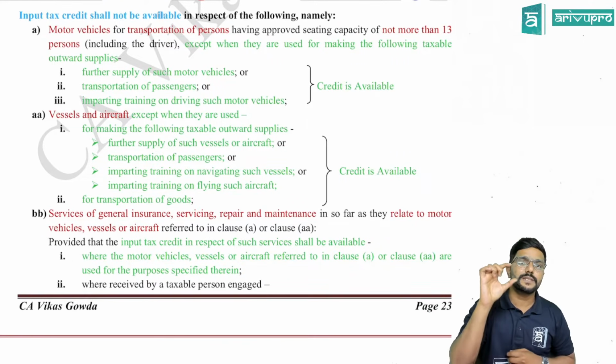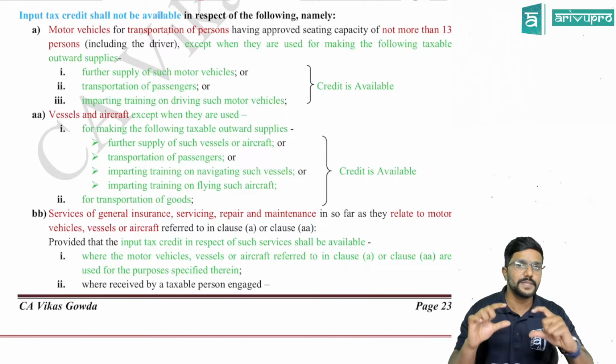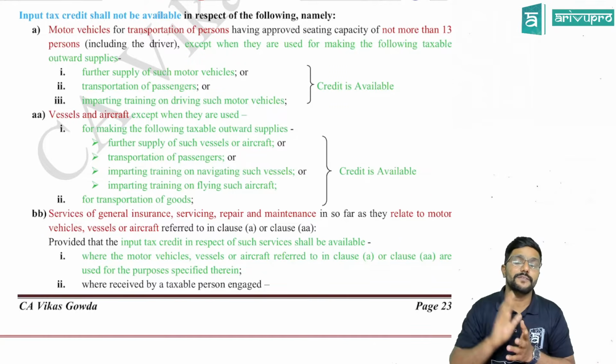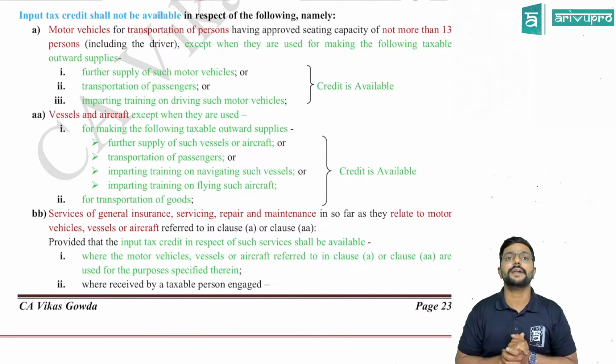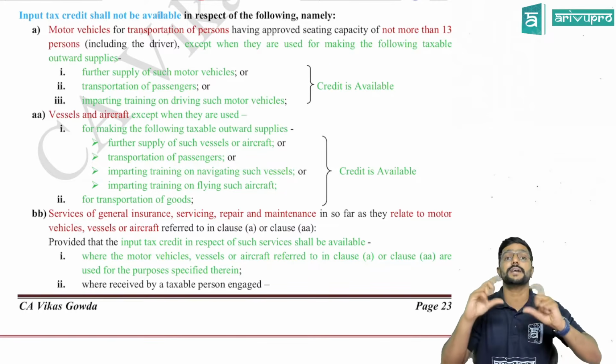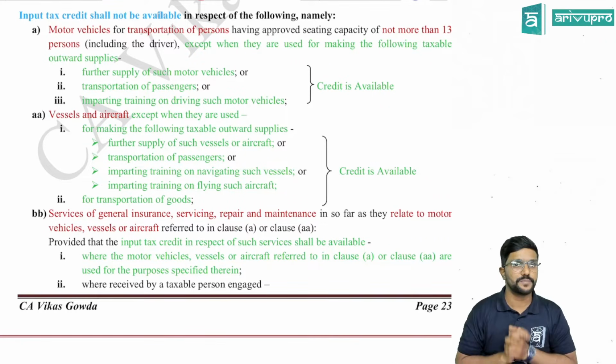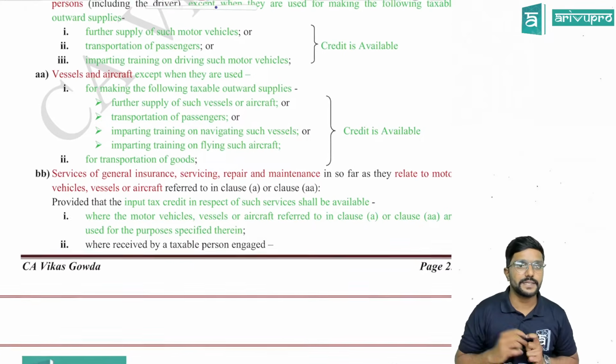See guys, whenever the credit is not available, in these points I have highlighted in red color. Whenever credit is available, I have highlighted in green color because there is a chance of getting confused. You may understand it vice versa. That is why I just indicated it in colors.